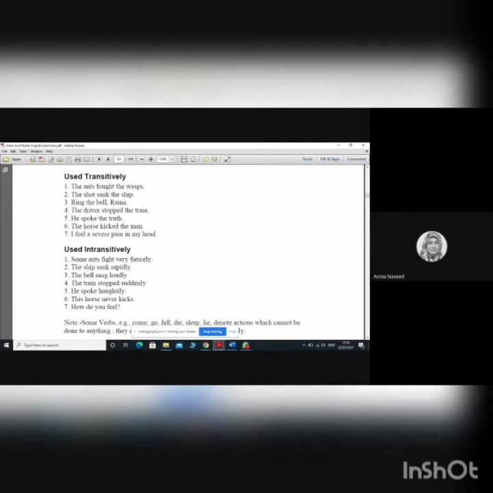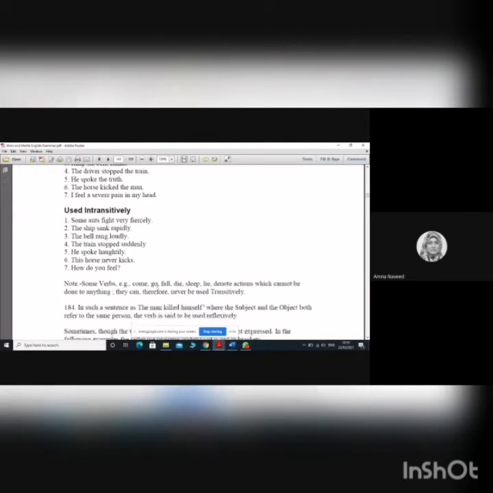The ship sank rapidly. The bell rang loudly. The train stopped suddenly. So all these verbs have an adverb at the end of it. But sometimes there might be some words also, they are the complements, but they are not the objects in any case. So the words may be used as a transitive verb as well as an intransitive verb.